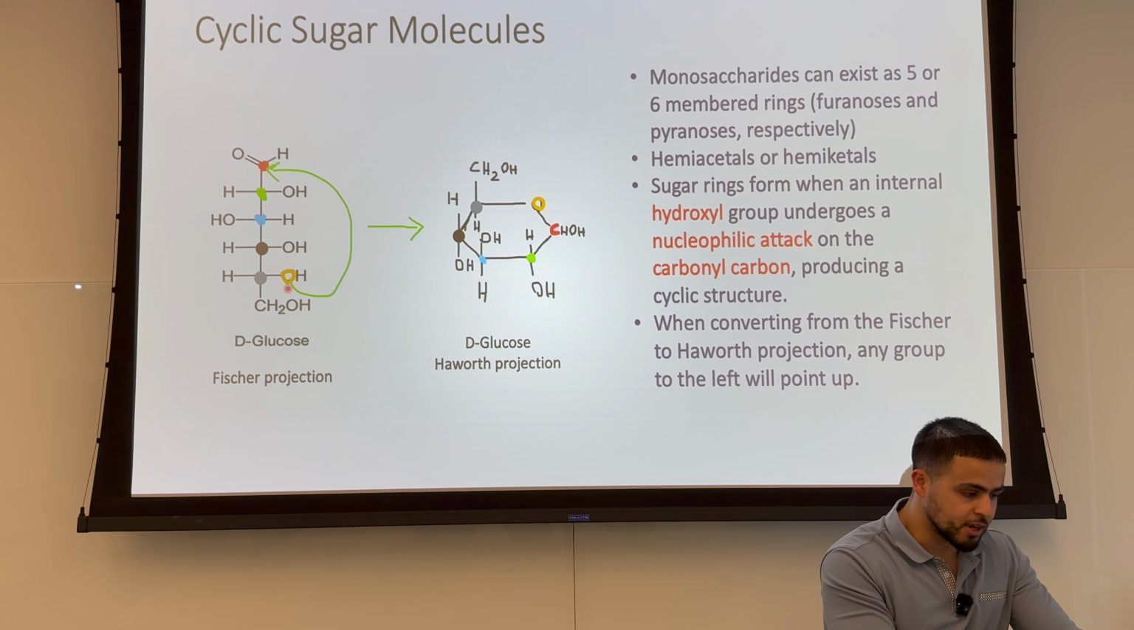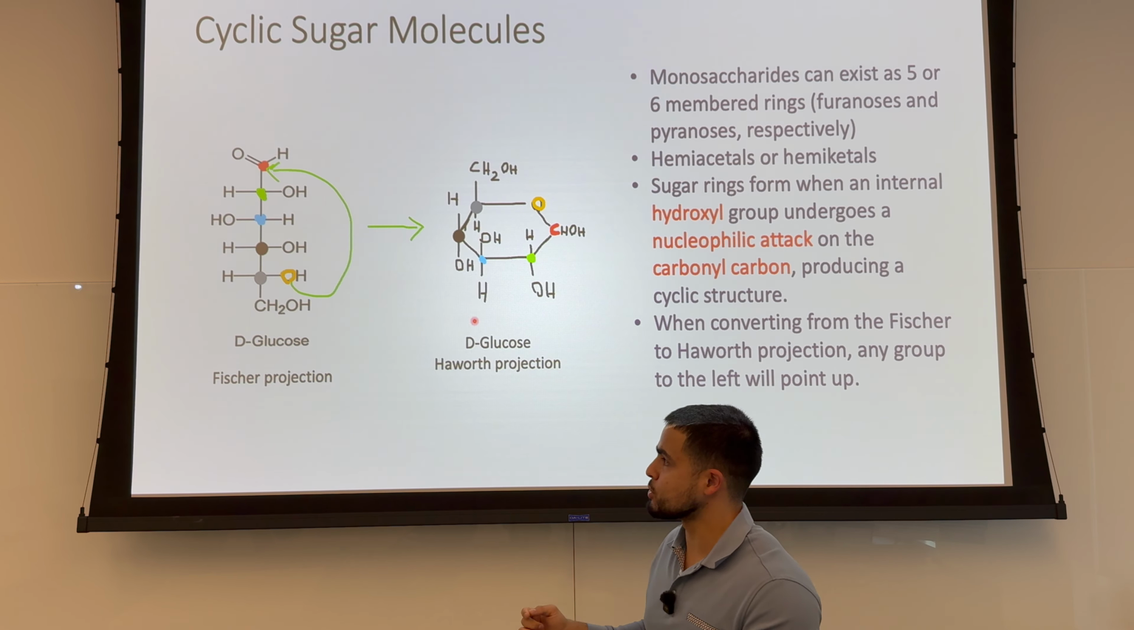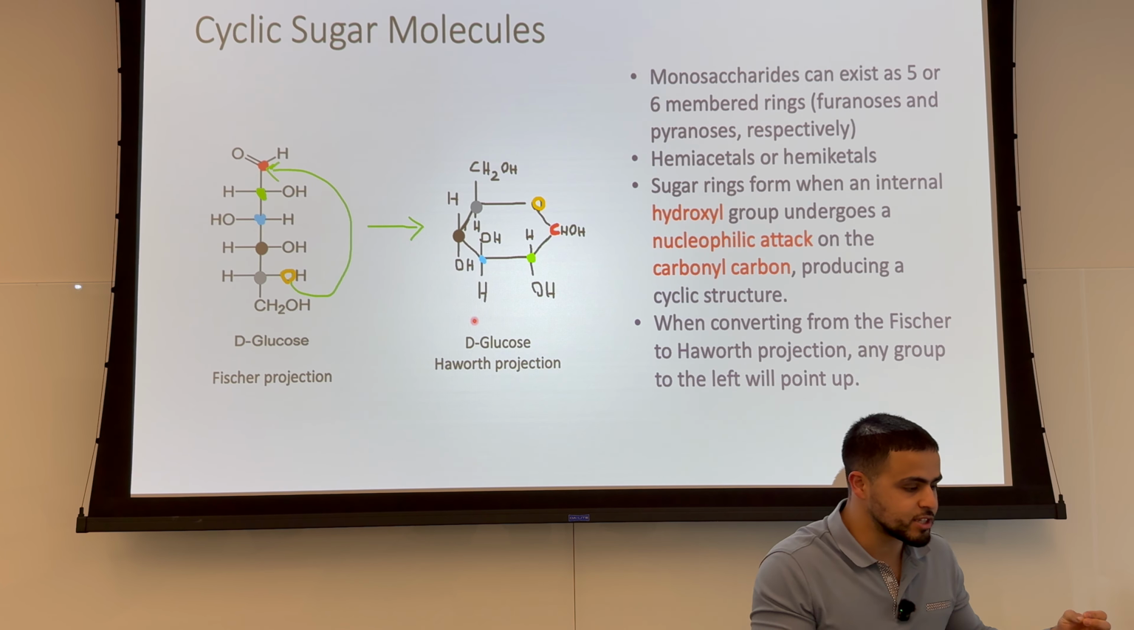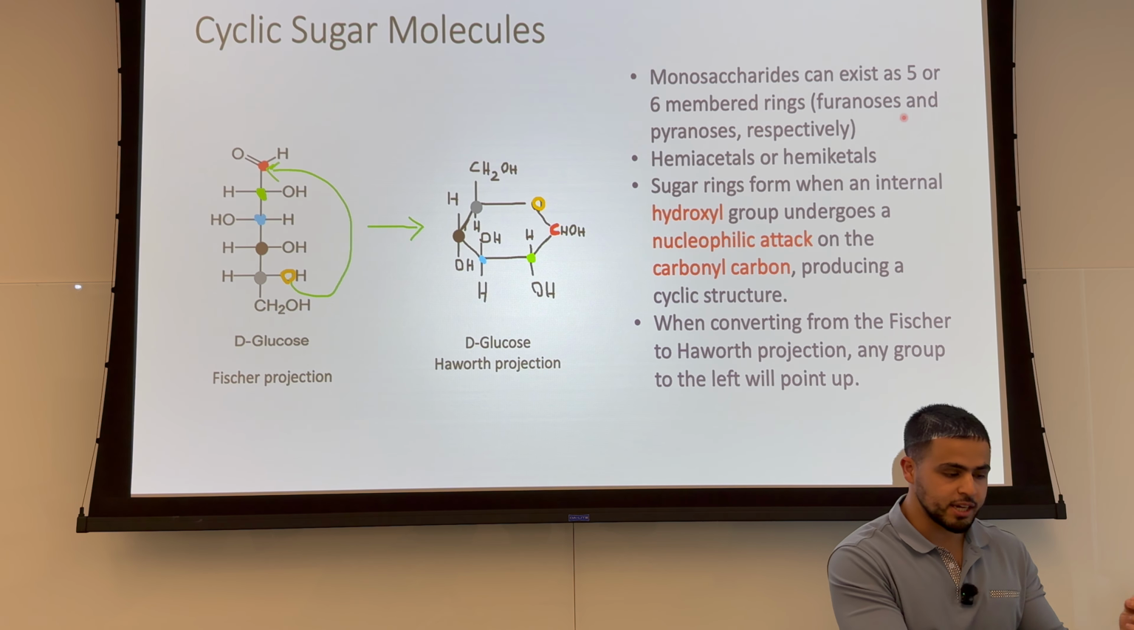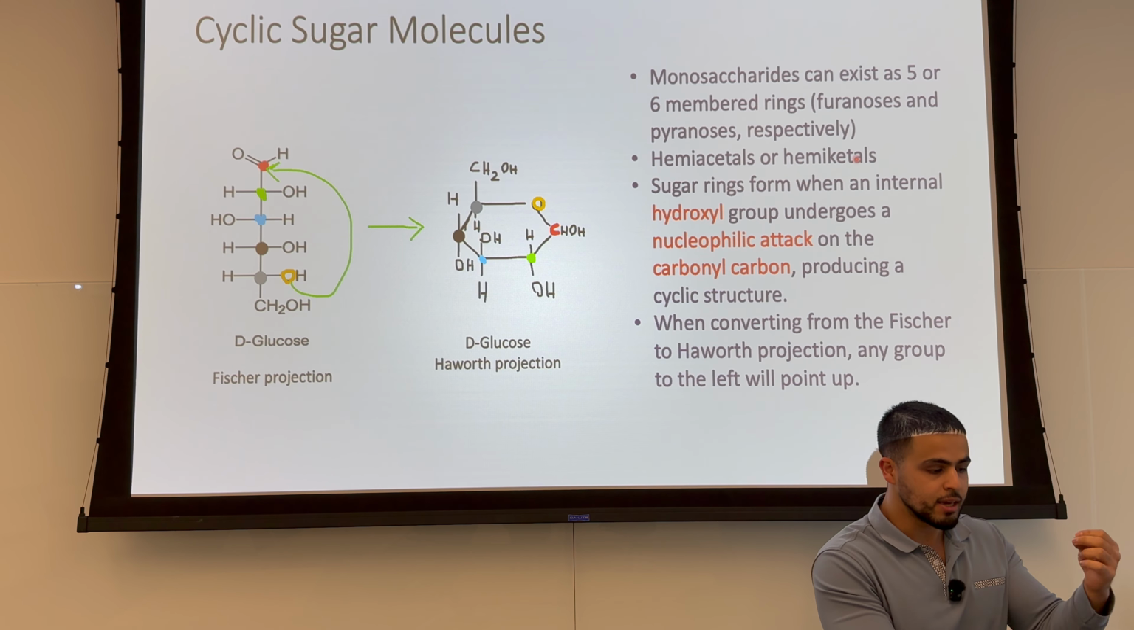So notice what's happening here. This oxygen attacked the carbon of the carbonyl. All right, and then what we call this is a hemiacetal. It's called a hemiacetal because you have an aldehyde. If it was a ketone, in the case of fructose, you would have a hemiketal.